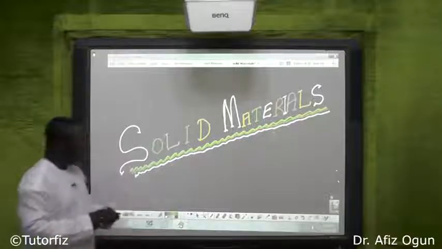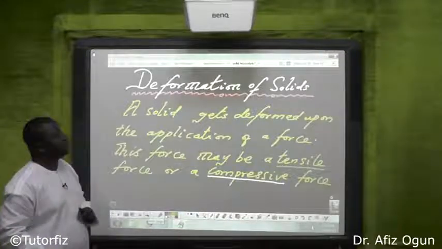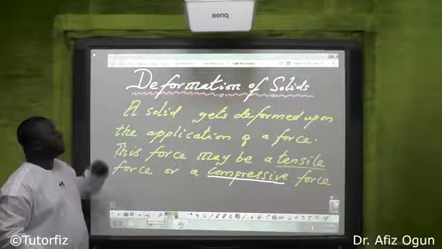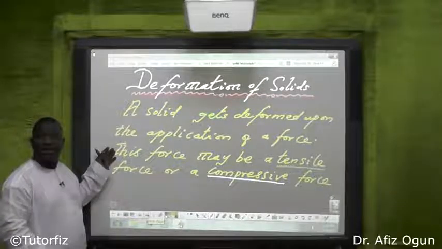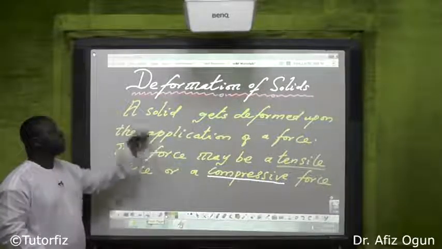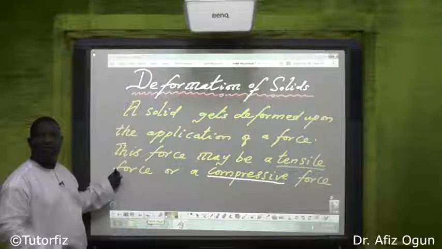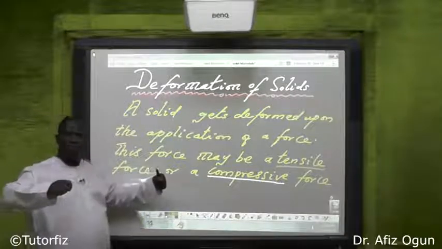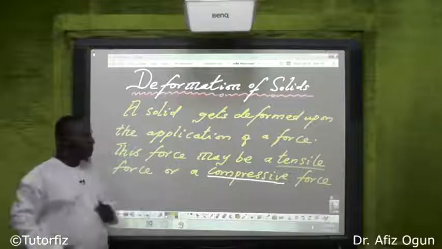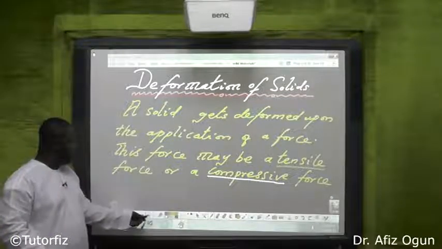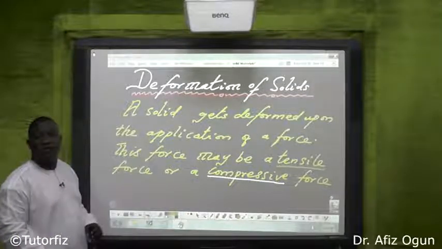So you write this down. Deformation of solids. A solid gets deformed upon the application of a force. You agree with that? I just told you that. This force may be a tensile force, that is pulling force, stretching force. Or a compressive force.